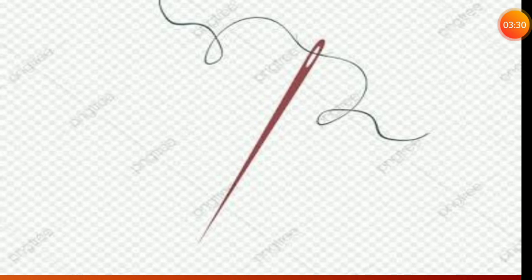Number 8, needle. This is a needle. Small thin piece of steel used for sewing. So when I ask you what is the meaning of needle: small thin piece of steel used for sewing. When I ask you something used for sewing: needle.